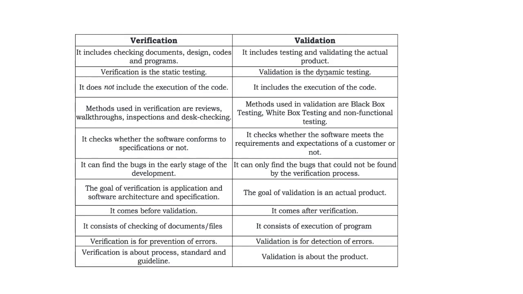So, how will you validate the actual product? You will compare the actual versus expected and verify whether the outcome we are expecting is proper or not. So that is what we will validate. And we know that verification is static testing, whereas validation is dynamic testing. Verification does not include the execution of the code. You don't have to execute the program. But in case of validation, it includes the execution of the program.